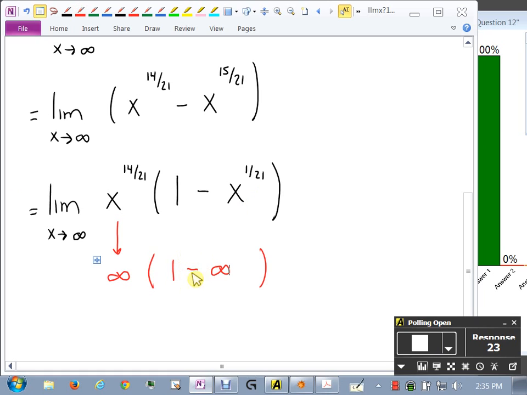What's one take away infinity? Negative infinity. So you have infinity times negative infinity, which is negative infinity. A positive times a negative gives you a negative. So it's infinite, but it's negative.